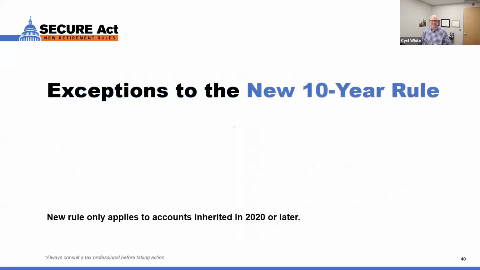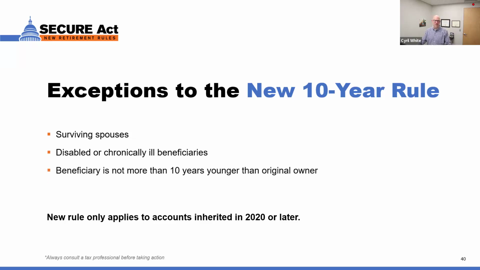There are several exceptions to the 10-year rule, including, as we discussed, surviving spouses. They can take the money using their required minimum distribution schedule, as we've already discussed, or that of a younger spouse who predeceased them. It also doesn't include disabled or chronically ill beneficiaries, or beneficiaries not more than 10 years younger than the original owner.